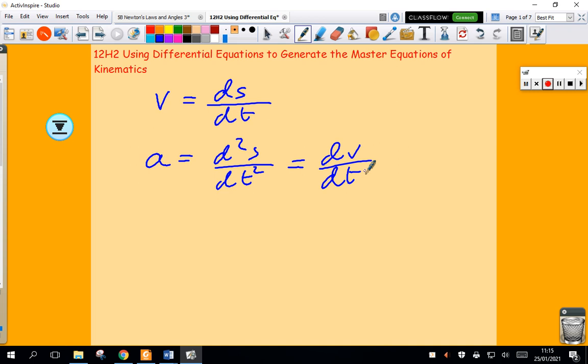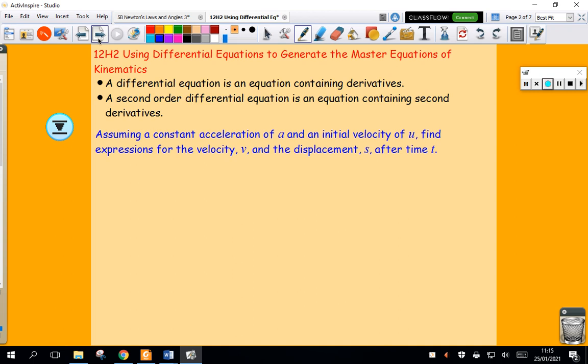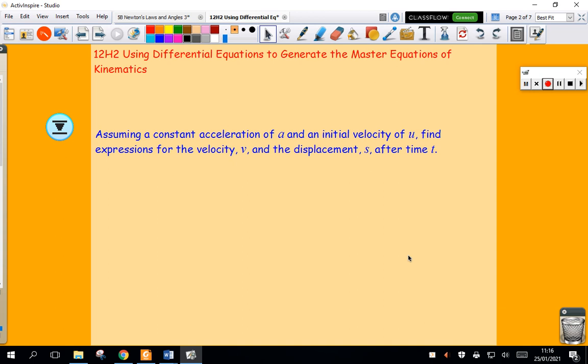So these are important quantities. We're going to think about these things, and we're going to jump straight in. We're going to assume a constant acceleration of a and an initial velocity of u. We want to find expressions for the velocity v and the displacement s after time t. So let me actually just ditch this definition here.